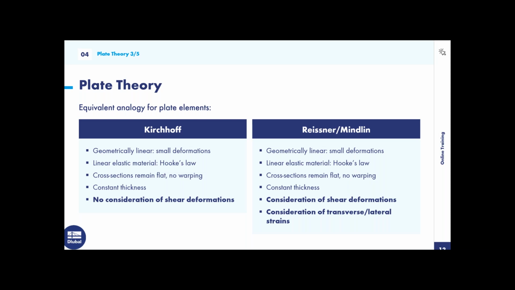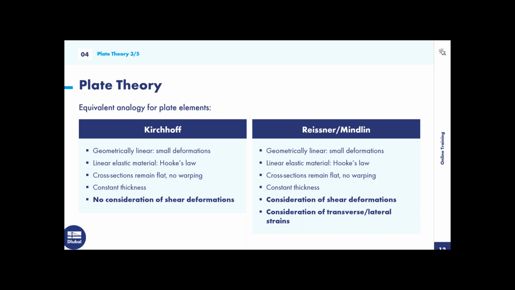You can see that they both assume geometrically linear small deformations. They both assume a linear elastic material is used, basically referring to Hooke's law. They assume that the cross sections remain flat with no warping, and they both assume a constant thickness for the cross section. But the differences come when it comes to shear deformations. The Kirchhoff theory does not take into consideration shear deformations, where the Reissner-Mindlin theory takes into consideration shear deformations and also takes into consideration transverse/lateral strains.